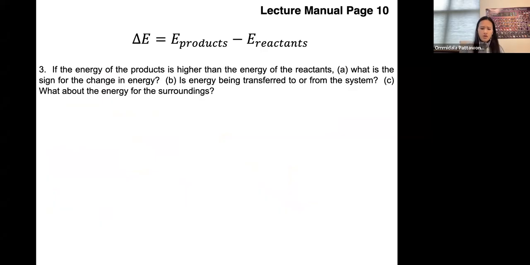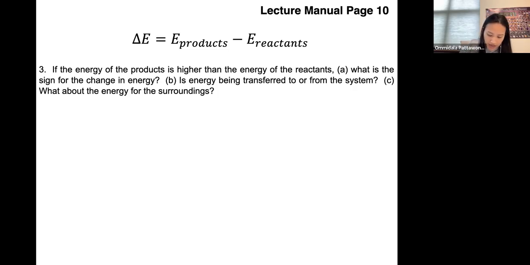Now let's take a look at how this ties back into everything that we learned. Again, we are going to look at the internal energy change, which is the delta E right here, the difference between product and reactant. Now, if the energy of the product is higher than the energy of the reactant, think about this: what is the sign of the change in energy?